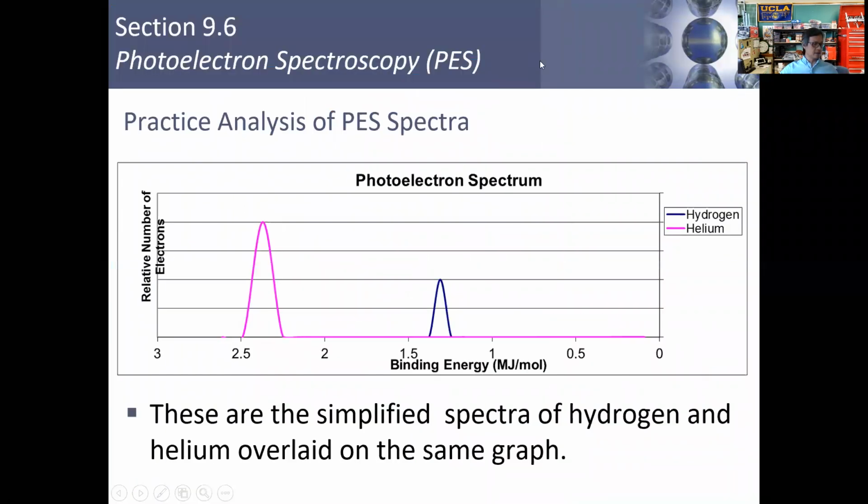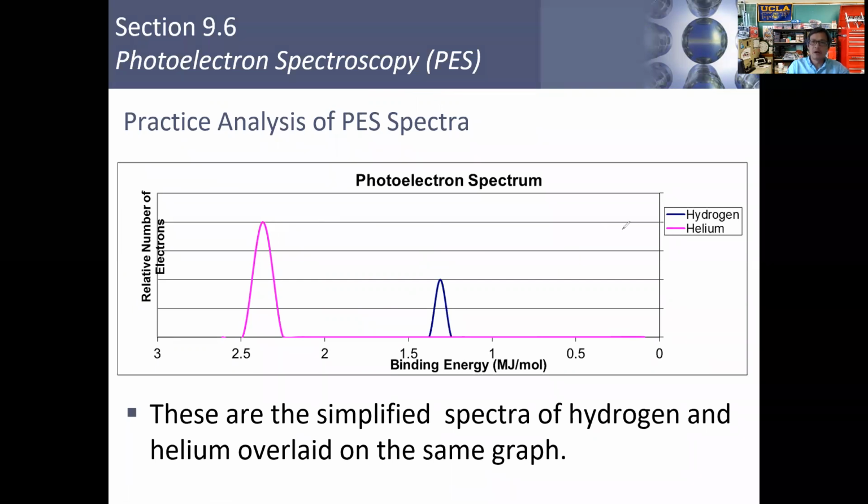Let's continue on with our analysis here. Okay, all right. So we've looked at the photoelectron spectra for individual atoms. Okay, we can actually put two atoms on a single spectrum and use that to identify the atoms themselves. Okay, so here we have hydrogen and helium. So let's take a look at how we can identify this here.